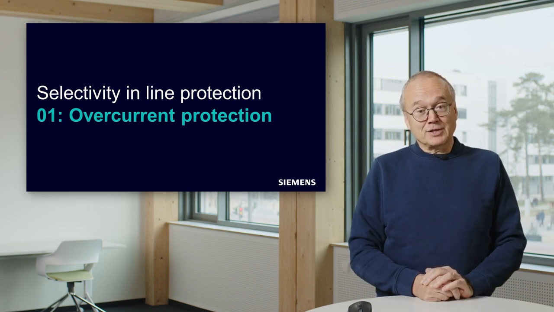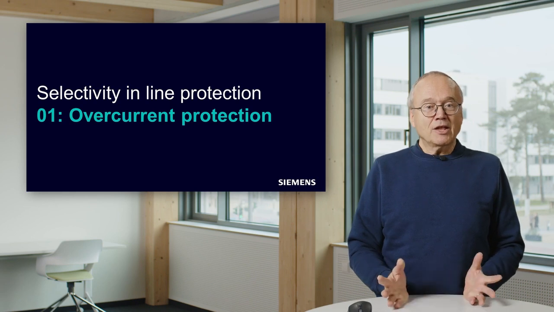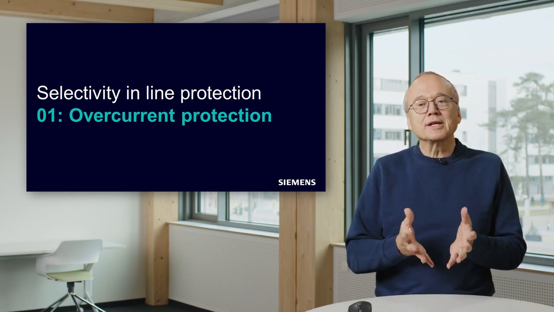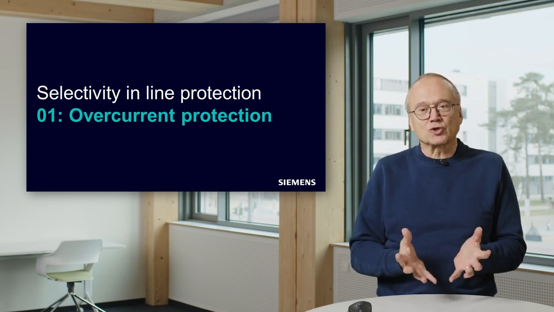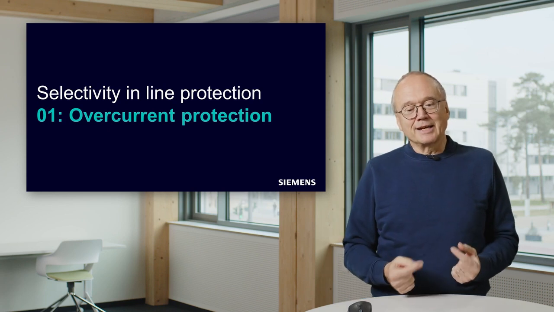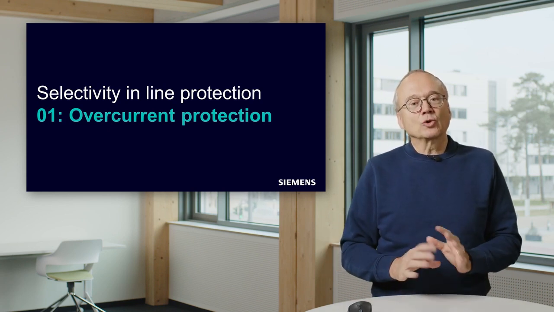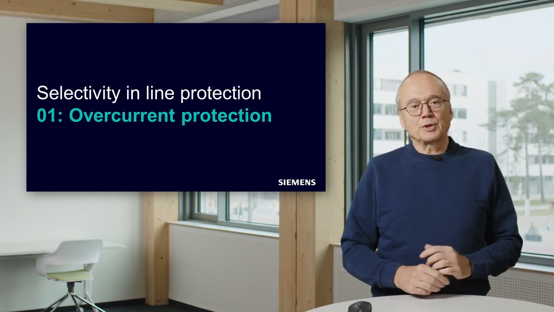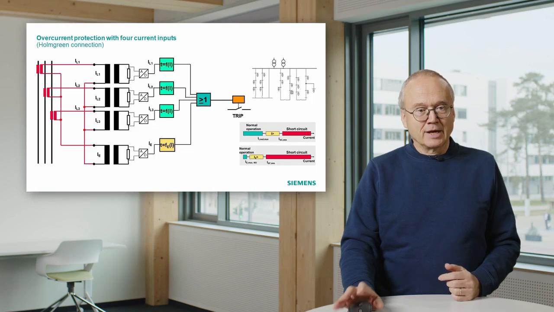For overcurrent protection, and that is the topic I would like to start with, the situation is the protection relay only sees the current. That means it only sees there is a short circuit, but deciding is it on my line or is it somewhere else is not so easy, and for that reason I would like to start with a discussion about selectivity in overcurrent protection.